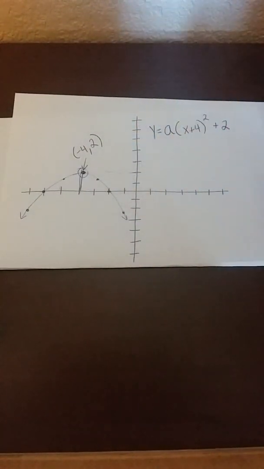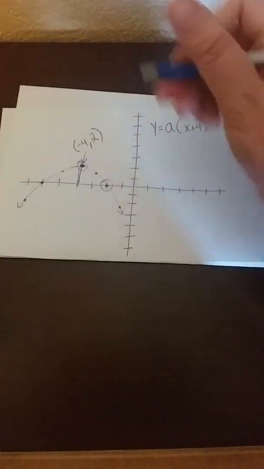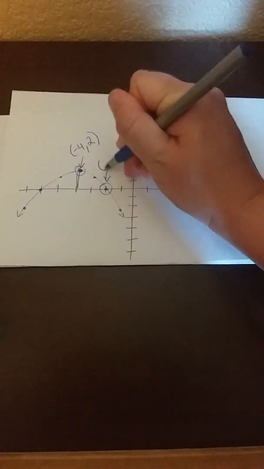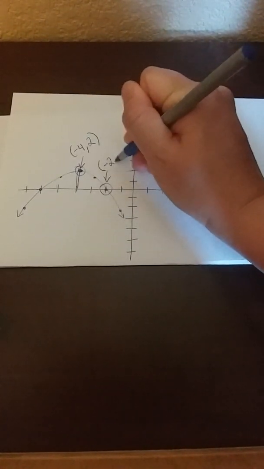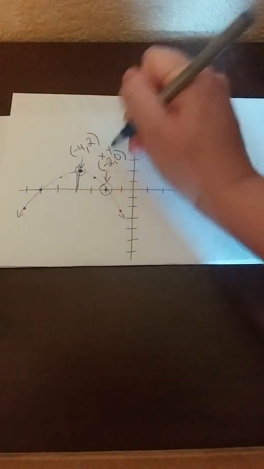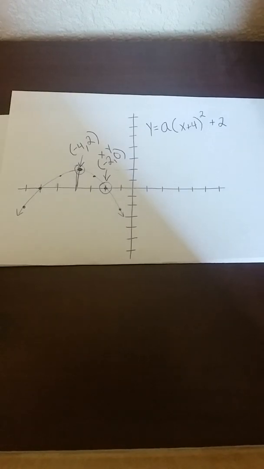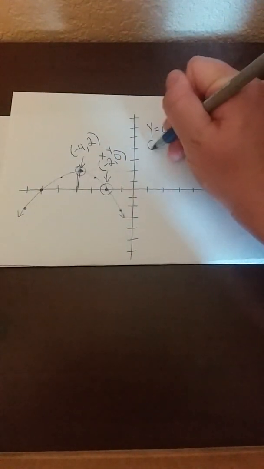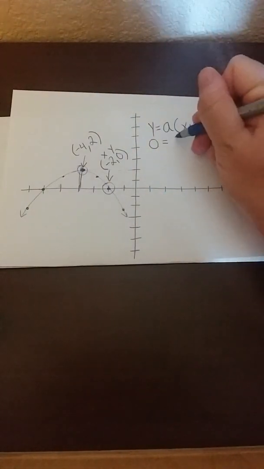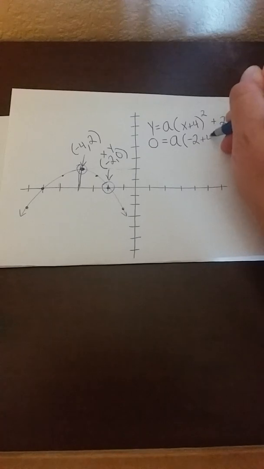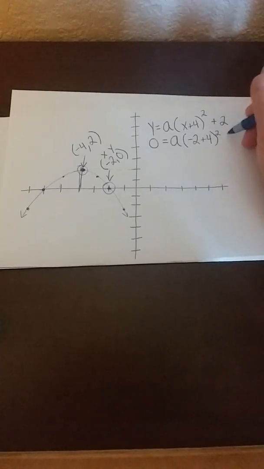So I'm going to find some point on here. I'm going to use this one, I think. You can use any point as long as you can tell exactly what numbers it is. So right here, this is negative 2, 0. This is my x coordinate. This is my y coordinate. So I'm going to go ahead and plug those in for x and y. So for y, I plug in 0 equals a times negative 2 plus 4 squared plus 2.